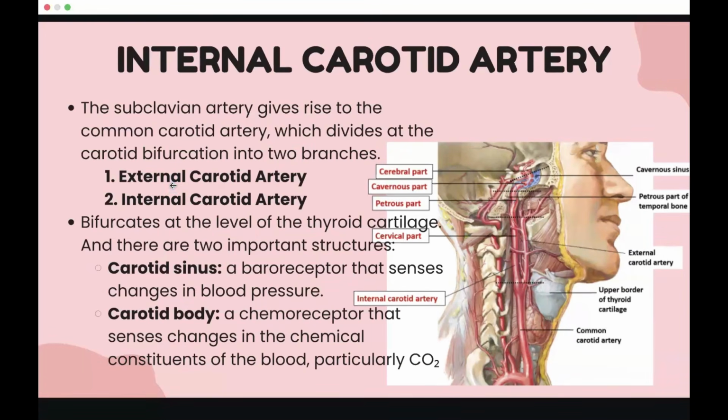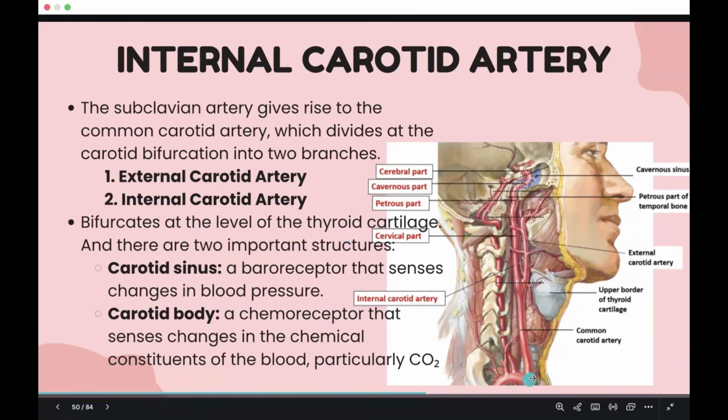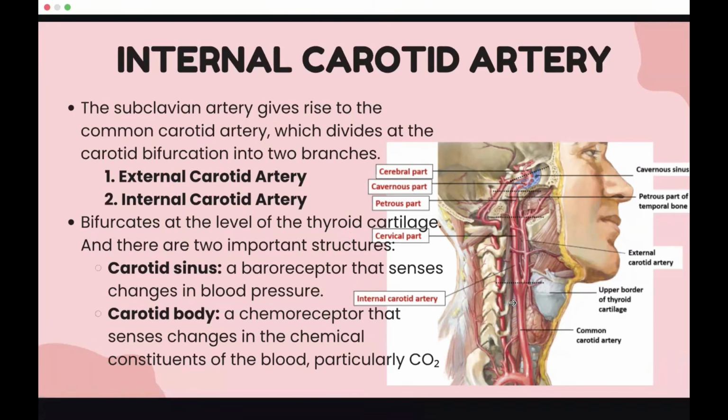So again, as we said earlier, the subclavian artery gives rise to the common carotid artery. From there, it divides or bifurcates to give two branches: the external carotid artery right here, which is external, and the internal carotid artery. Now, where does this bifurcation happen? It happens at the level of the thyroid cartilage, or the upper border of the thyroid cartilage.